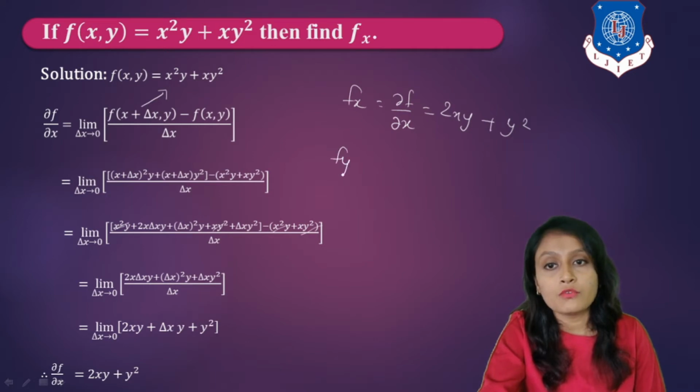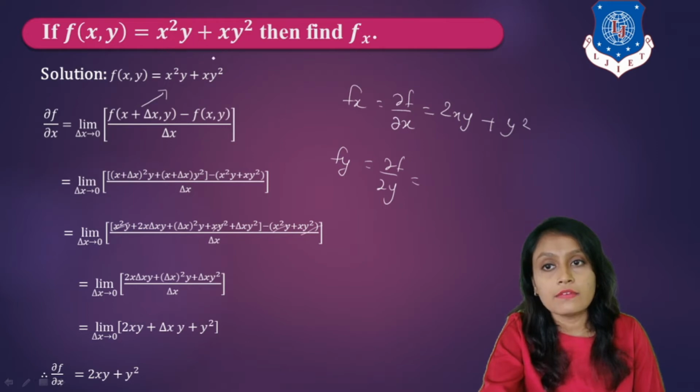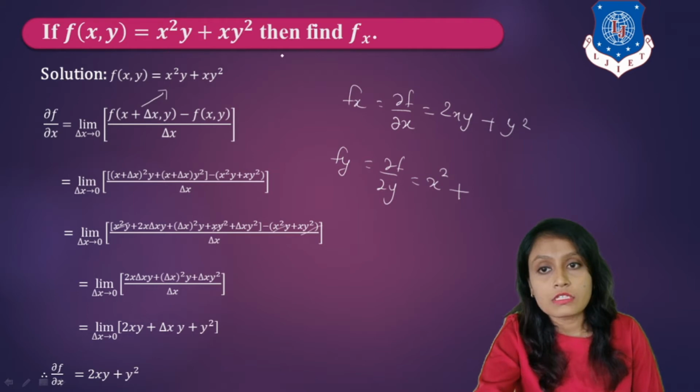And suppose we want to find f y, that is del f by del y. So the derivative of function f with respect to y, and x we will keep constant. So x square as it is and the derivative of y is 1. So here you will get x square, plus again with respect to y, keep x as a constant. So here x will remain constant and the derivative of y square is 2y. So here you will get 2 x y.